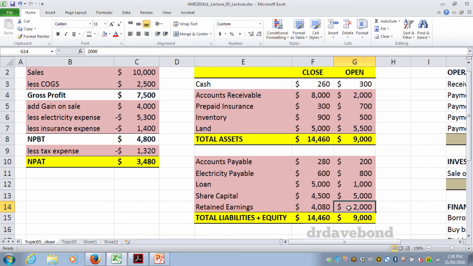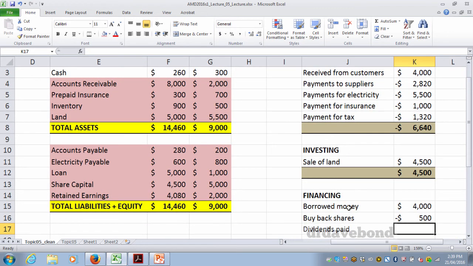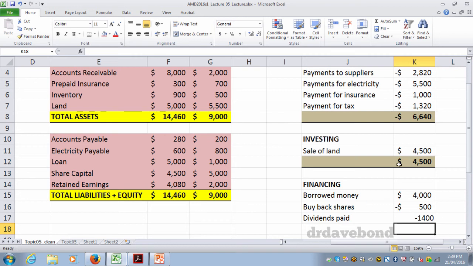Profit goes in. 2,000 plus 3,480 would give you 5,480. What comes out of retained earnings? Dividends. So the gap that we need, this is like a microcosm of your change in retained earnings statement. Your opening retained earnings plus profit minus dividends gives you closing retained earnings. It's the same thing. The amount that we need is 1,400. That's the amount that would balance it all out. So dividends paid minus 1,400.